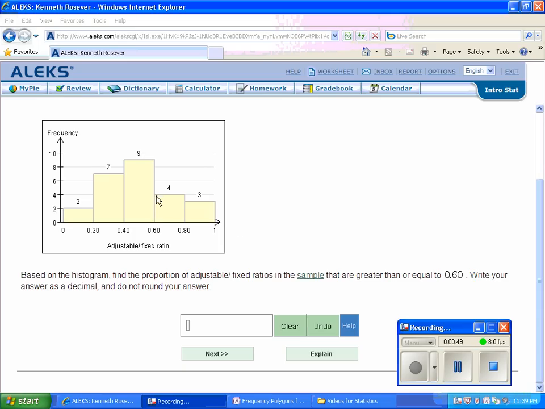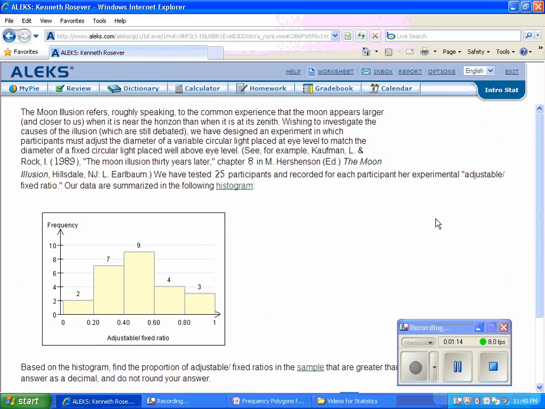So here's the 0.60 boundary. Okay, and you can see that you have a 4 here and you have a 3 here. Now the 4 and the 3, we add those together because those represent individuals in the sample, and that's 7 out of how many? Now to find out how many, we can add up all the numbers, or we can reference the top. We had 25 participants, so it's 7 out of 25.